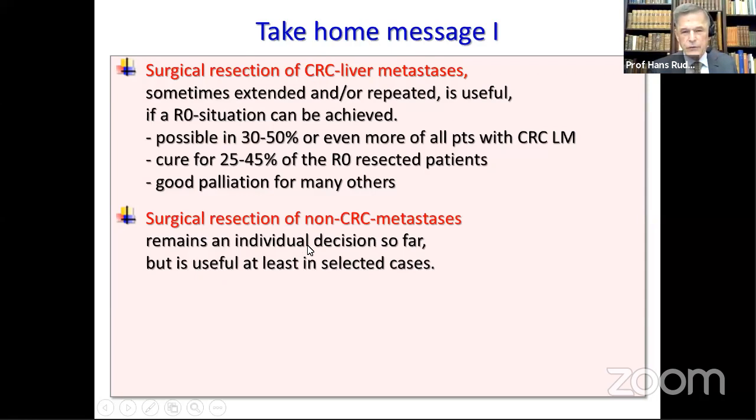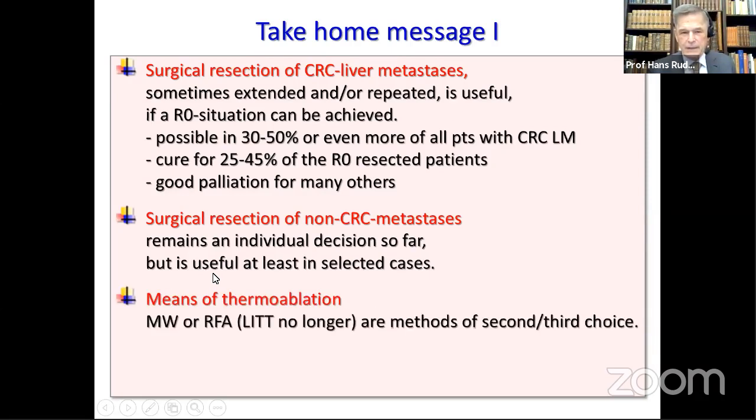Surgical resection of non-colorectal, non-neuroendocrine metastasis remains an individual decision so far, but I would say it is useful, at least in selected cases. Means of thermoablation are methods of second or third choice, especially microwave or radiofrequency ablation.